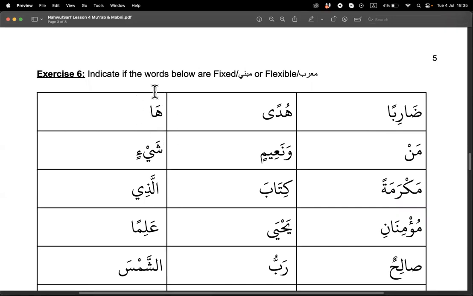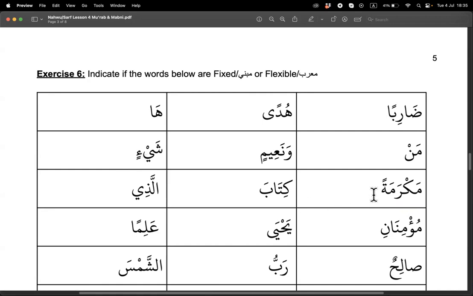Ha. Ha is a pronoun. It means her or she. So is it mu'rab or mabni? Mabni. Yes, you will never see hu or hi. Good. Next word, man. Who? Mabni. Good. Next word, wa na'imin. Mu'rab. Good. Shay'in. Mu'rab. Good.